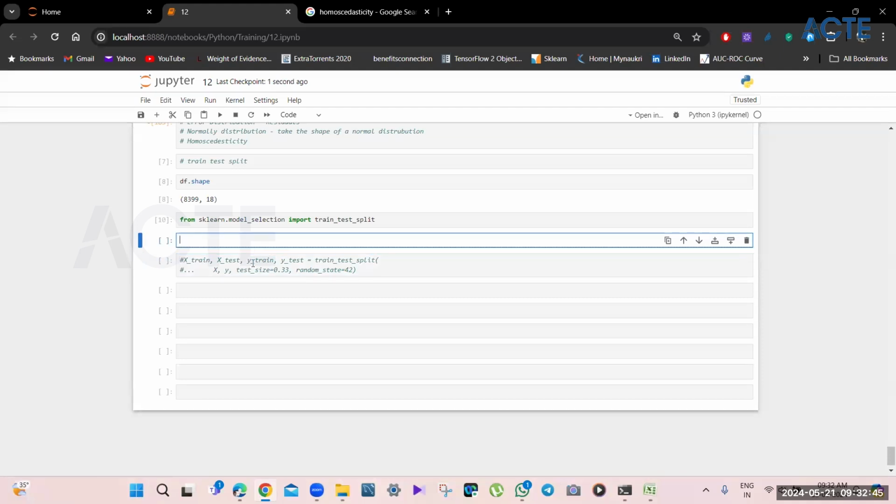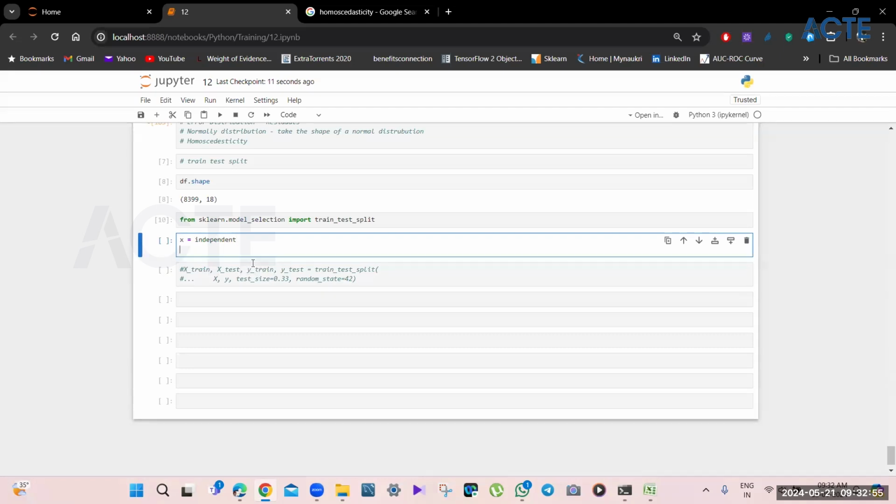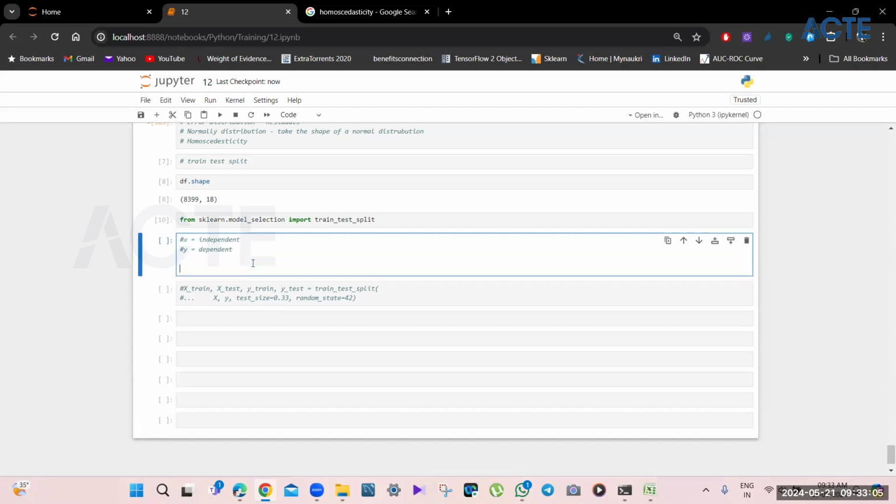As I explained, Y is equal to beta 1 x plus beta 0, you know, right? So X means independent, Y means dependent. Just always remember this. X is independent, Y is dependent. So I have to create my X and Y accordingly. So what is the model? This is the model.